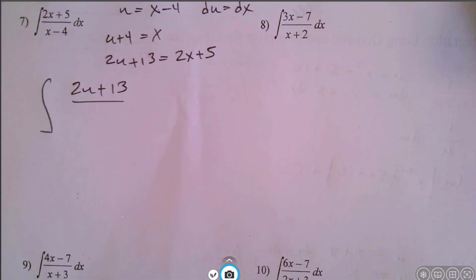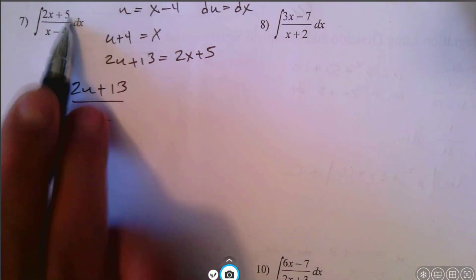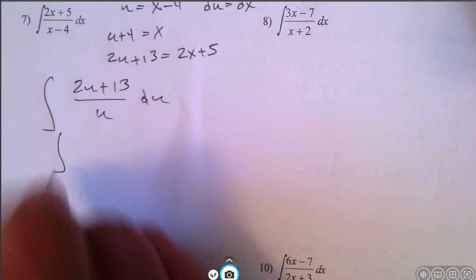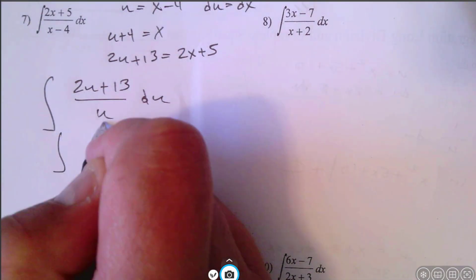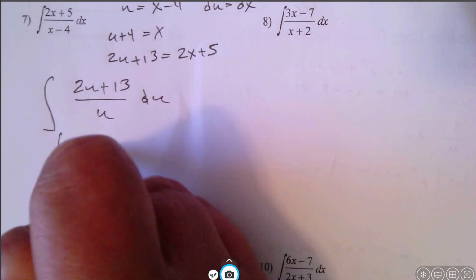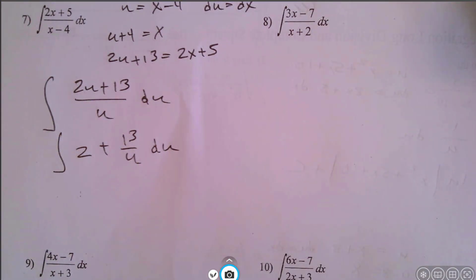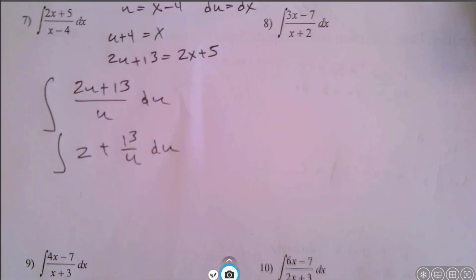X minus 4 gets replaced with a u. Dx is going to get replaced with a du. Now we're going to split this up. So let's write this as 2u divided by u, which is just 2, plus 13 over u du. And we can now take the antiderivative of each of these terms.